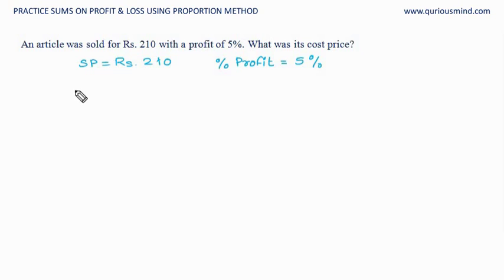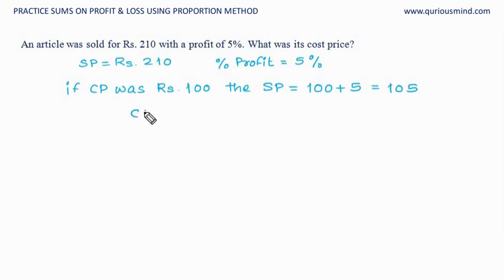Now here, let's assume if CP was 100, then SP would have been, profit is 5%. So 100 plus 5. 5%, 5 out of 100. So if CP was 100, then profit would have been 5 rupees. So SP would have been 105 rupees.